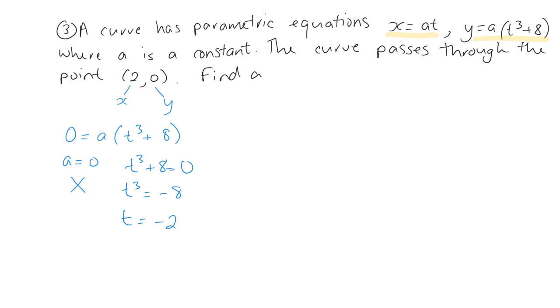So then our x value is 2. And we've worked out that t is minus 2. So then 2 divided by minus 2 is a. So a is minus 1.